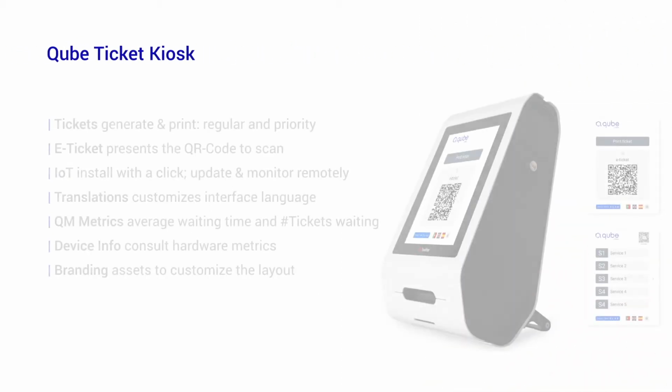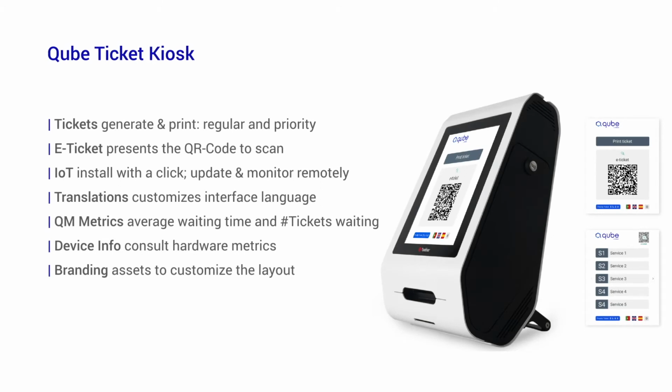The ticket kiosk is a device that prints tickets. It can be used as a hybrid solution. The visitor can choose to print the traditional way or to scan a QR code and have his e-ticket. As it is an IoT device, it's very easy to install. It only needs to be connected to the internet and then scan the QR code on its screen. Then you can personalize it with your business logo and set all the queues.